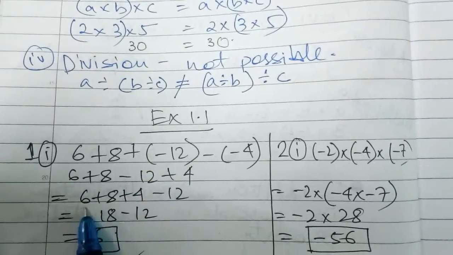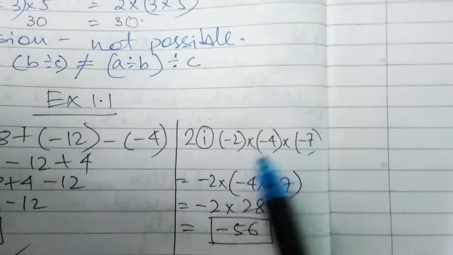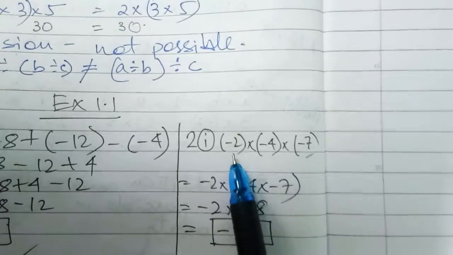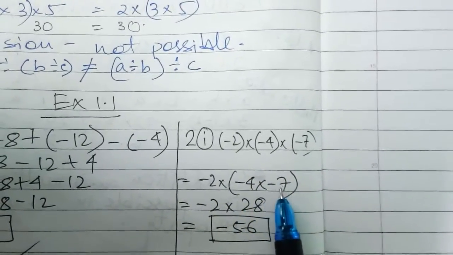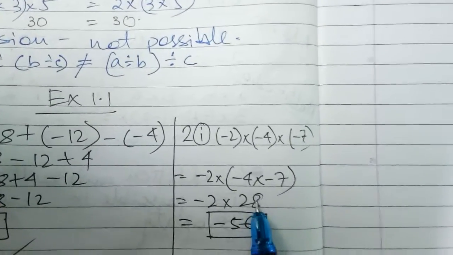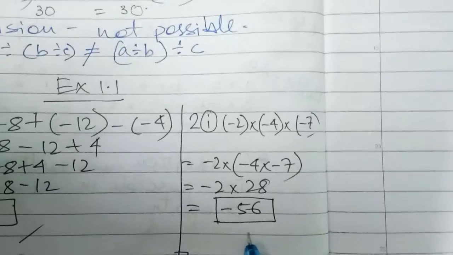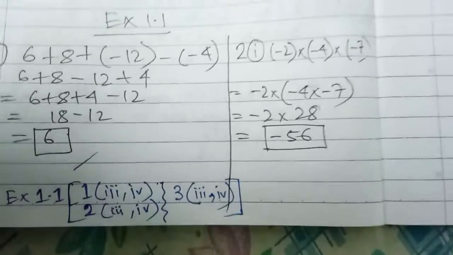Then I put all the addition parts on one side, then I subtracted, and it comes to 6. The same thing I have done for this property, A into B into C. That means minus 2, minus 4, minus 7. Then minus 4 into minus 7 comes to 28, and 28 into minus 2 comes to minus 56.